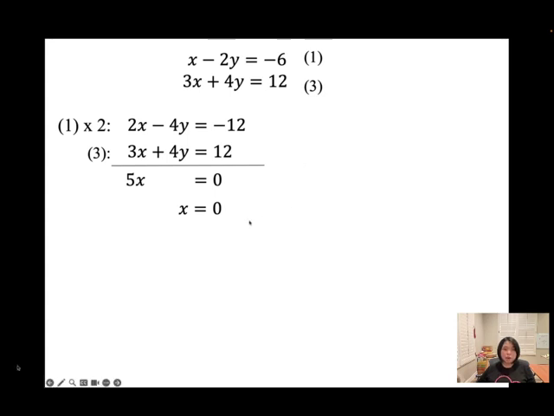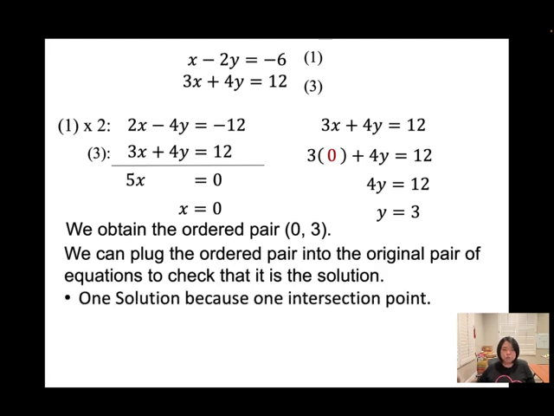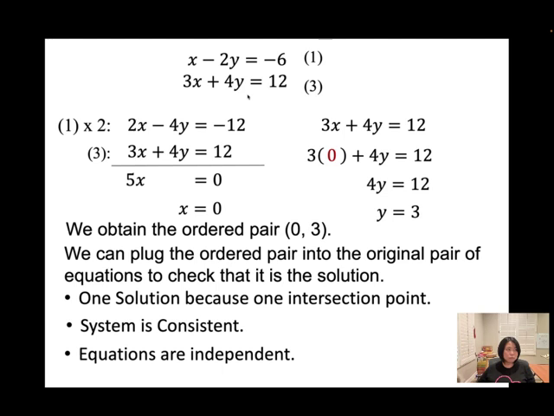Okay, now after we find x, we could put it back into equation 3 here. When x equals 0, you're going to get y equal to 3. So one more time, we're going to get the ordered pair, 0 and 3. So we have one solution, system is consistent, and equations are independent.